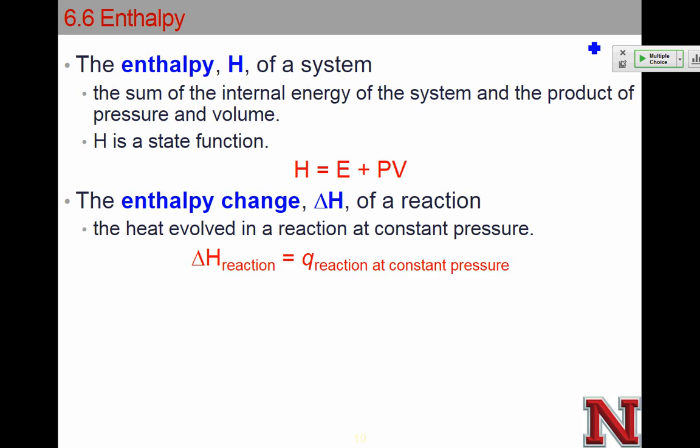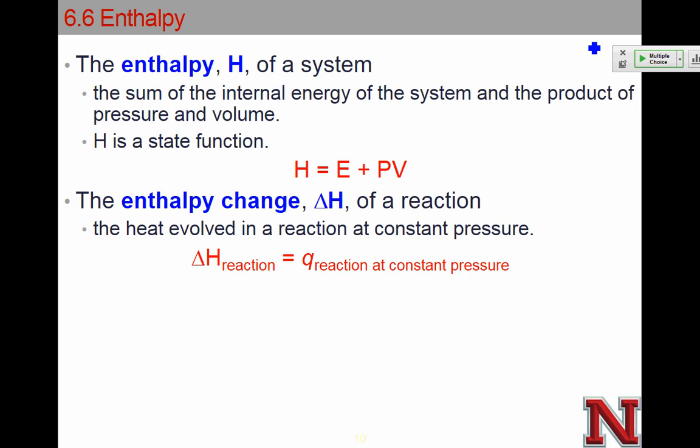Now typically we don't look for H, we look for our delta H, our change in enthalpy. And we're usually relating this to a reaction. So our enthalpy change, our delta H of a reaction, is the heat evolved in a reaction at constant pressure. So our delta H of a reaction at constant pressure, because this is constant, is going to equal our Q reaction at constant pressure. And this is why typically we consider delta H to be our heat. But this is our change.